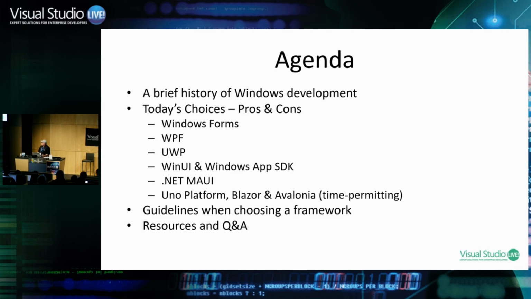We'll look at .NET MAUI, although that's not just a Windows native solution. You can build Windows apps with that. And then we'll take a look at UNO platform, Avalonia, and Blazor hybrid apps. At the end there, we'll get some guidelines for how you can choose the best one, and we'll have some links, some resources, and some Q&A.